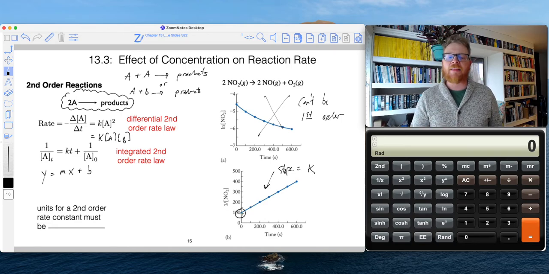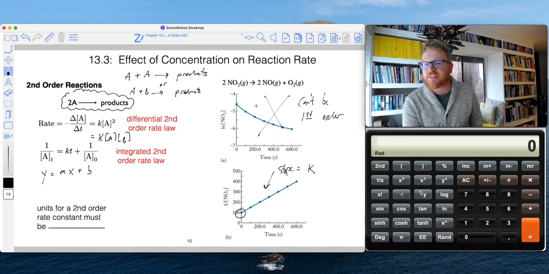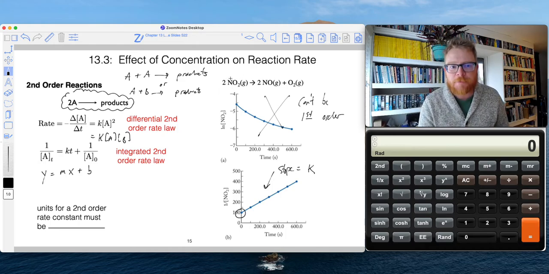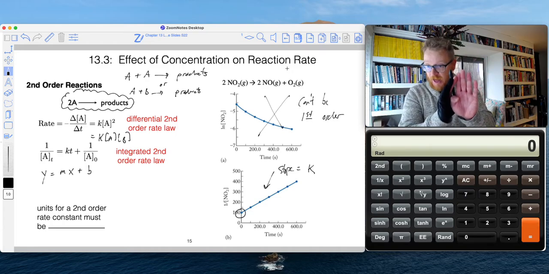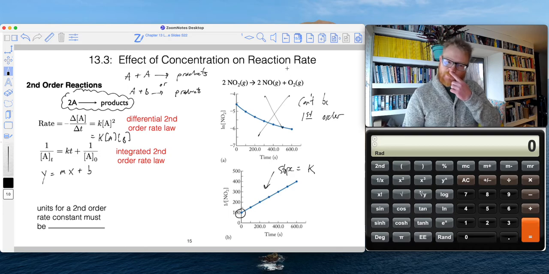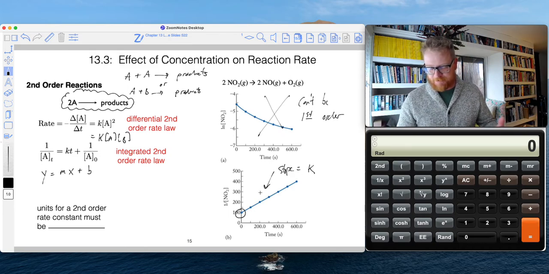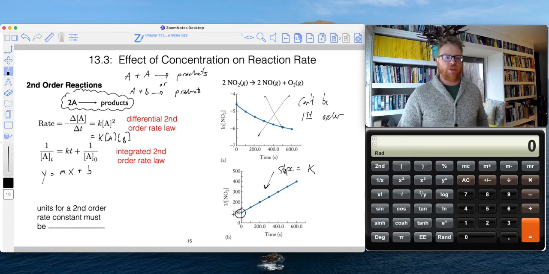And the reason why this is increasing is because we have to remember that's 1 over concentration. So in this case, for this example, when 2 NO2s react, so when one NO2 reacts with another NO2, right, collide, go on and do a reaction, the NO2 concentration is decreasing. It looks like it's increasing, but remember, it's because it's 1 over concentration.